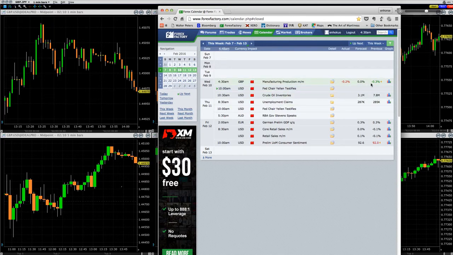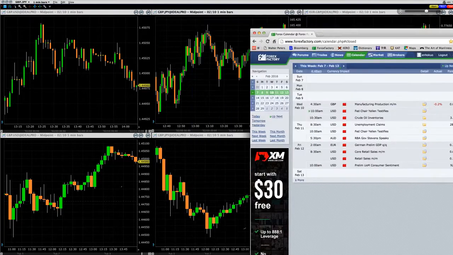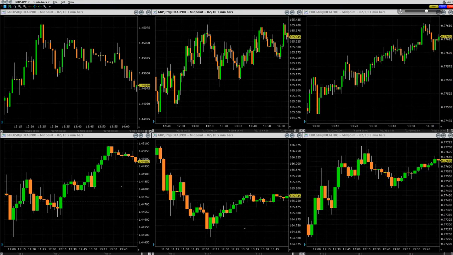So again, it's very important to understand that we're not predicting the news and we are not trading the news result. We don't really care what happened in the British pound. We don't really care about the actual manufacturing production result. What we just want is this momentum from the difference. The bigger the difference, the larger the momentum you're going to have.